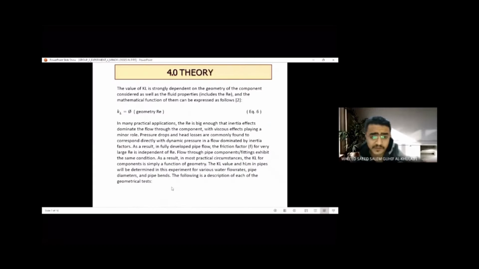by inertia factors. As a result, in fully developed pipe flow, the friction factor F for very large RE is independent of RE. Flow through pipe components and fittings exhibits the same condition. As a result, in most practical circumstances, the KL for components is simply a function of geometry. The KL value and HLM in the pipe will be determined in the experiment for various water flow rates, pipe diameters, and pipe bends. Also, the following is a description of each of the geometric tests.